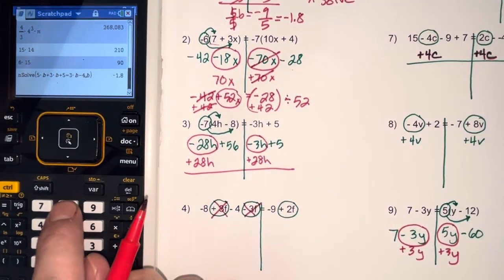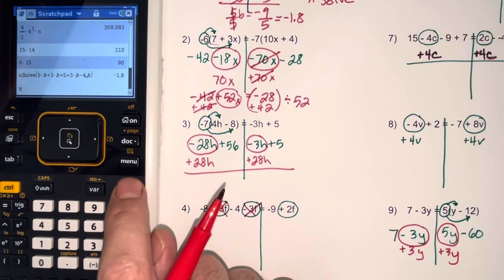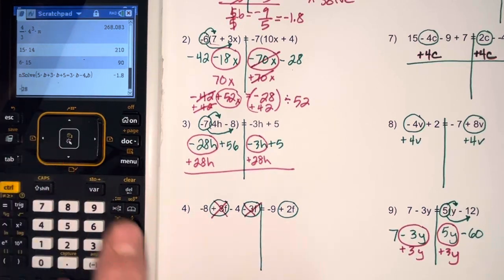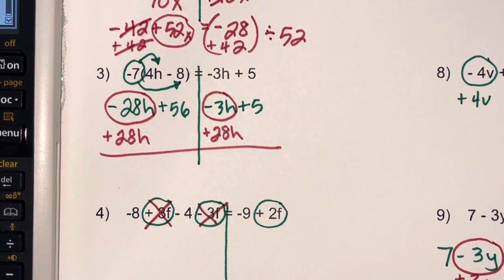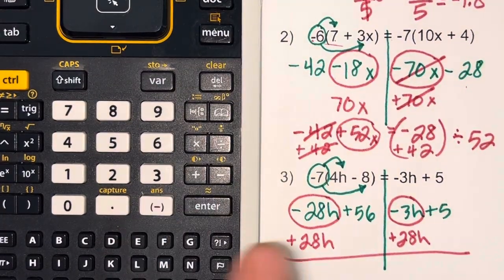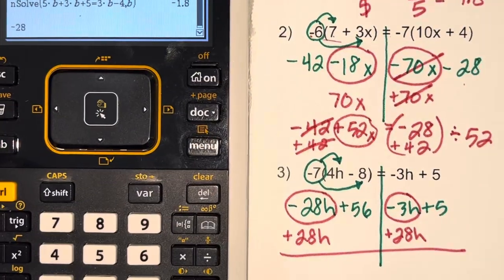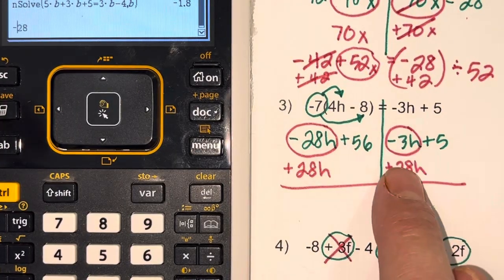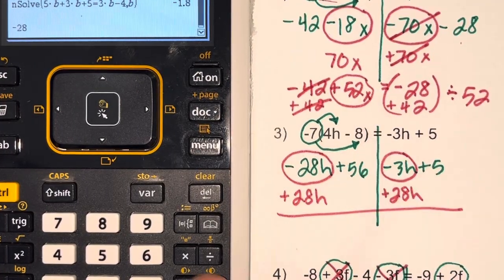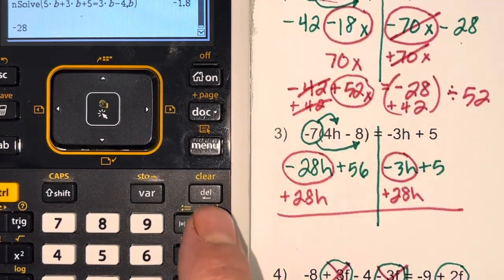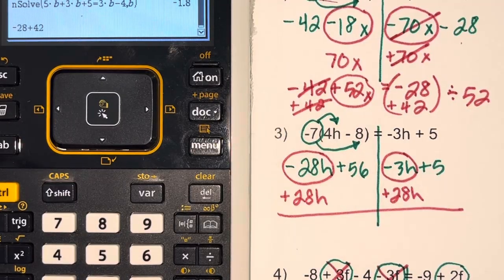So we have 28, let's clear that. So 28, we're going to make that negative. We're going to zoom in here just a little bit. The negative key is down here on the bottom, so we got negative 28. Negative 28 plus 42. Oh, it moved. Plus 42. And we want to do that first.